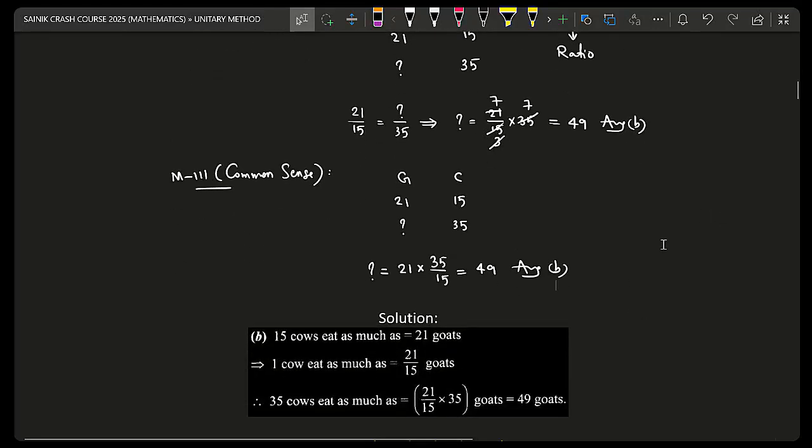So this is method number 1, the textual solution. 15 cows eat as much as 21 goats. So for one cow you can find 21 by 15 goats. And for 35 cows, you multiply by 35, you get the answer 49. So this is unitary method, method number 1.